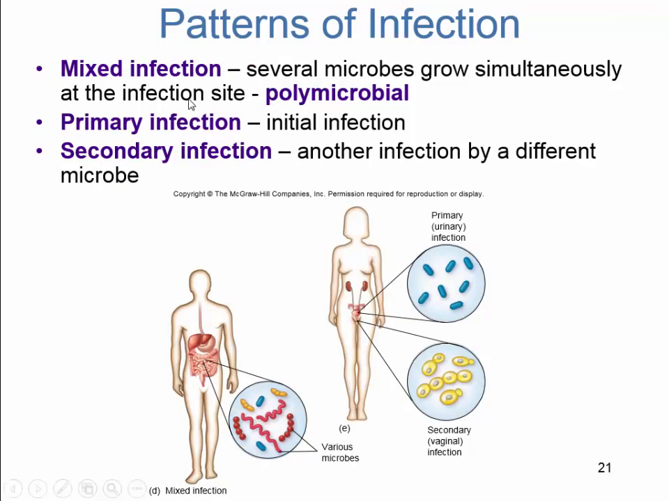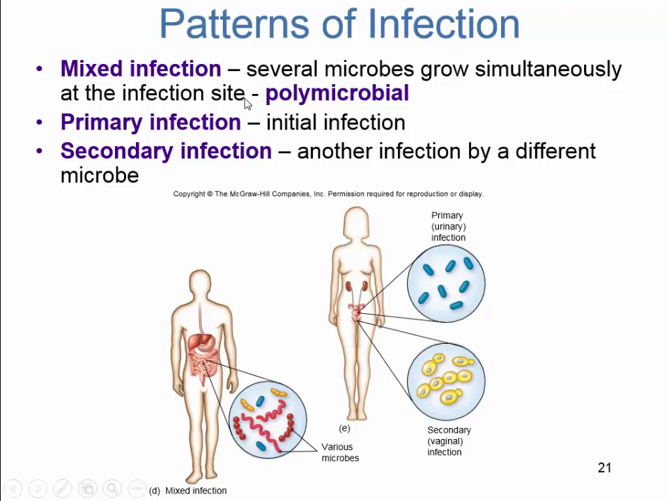Infections can be described as being mixed. So often we have infections that are not one microbe only. And so mixed infections are polymicrobial. So you have multiple microbes that will grow at the site of infection. You can think of a mixed infection as that of, say, for example, a biofilm type infection, because you've got an orchestrated effort between microbes to cause disease.